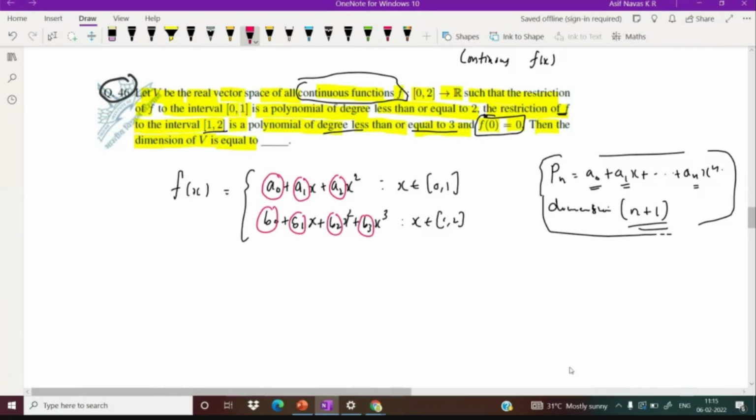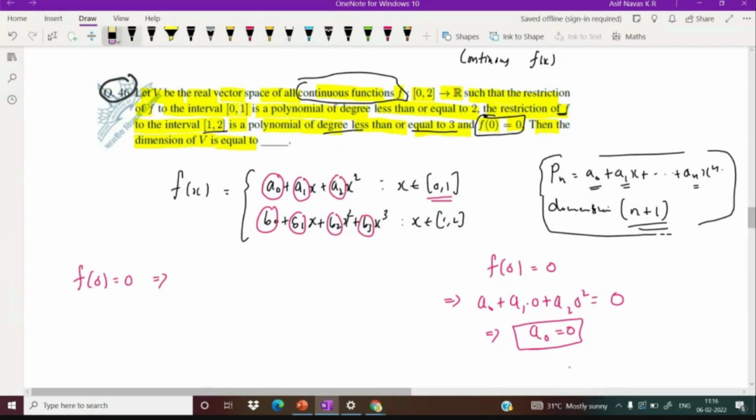So now we have been given some conditions. The given condition is f of 0 is equal to 0. That means 0 belongs to the first interval, right? So f of 0 equal to 0 means a0 plus a1 times 0 plus a2 times 0 square is equal to 0. From here you will get a0 is equal to 0. So a0 is not free. Now also given that f of x is continuous.